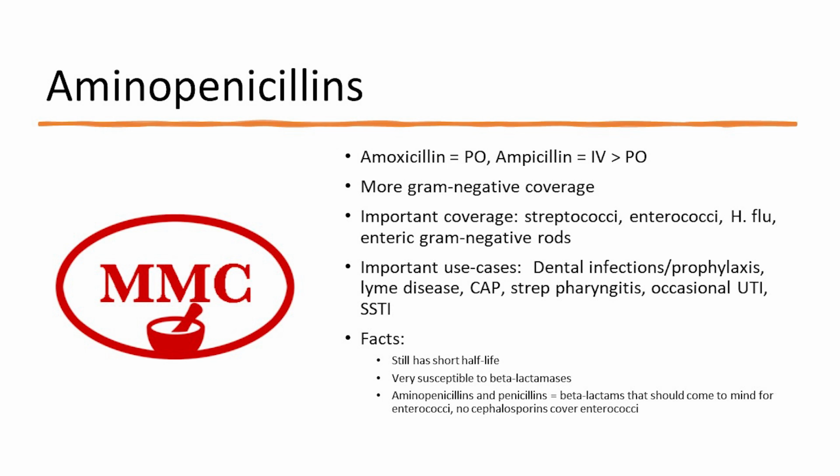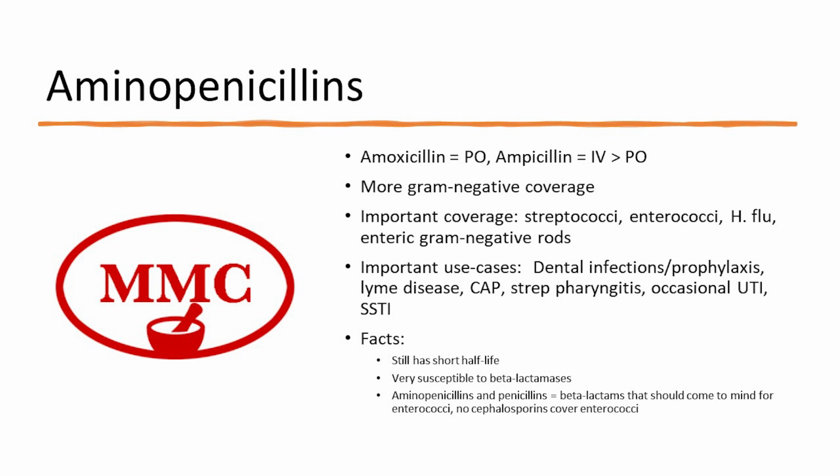Next up is the aminopenicillins. We have amoxicillin, which is PO, and then we also have ampicillin, which in America at least, is generally IV, but you could also give it PO, though we see it more commonly IV. So these have more gram-negative coverage than regular penicillins. Important coverage in terms of the aminopenicillins, you still have strep, you still have enterococci, you add Haemophilus influenzae, which is great, and then you get your enteric gram-negative rods.